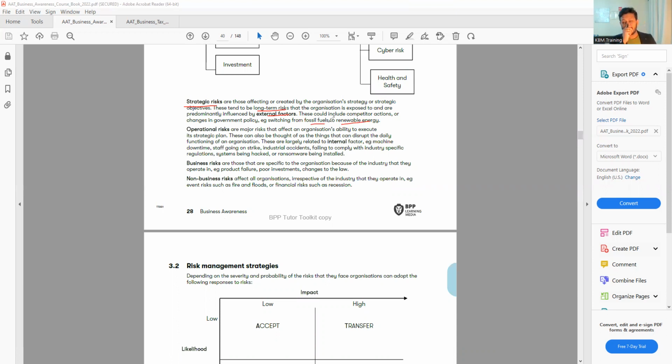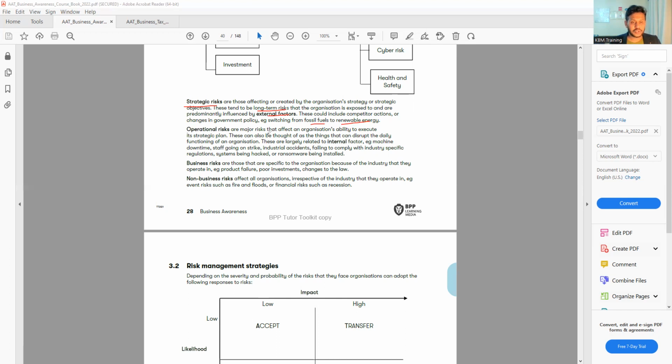For example, you are planning to make a petrol car, and you have a lot of investment. You're making a plan for the next 5-10 years, and after 5 years the government says, okay, we have decided no more petrol engine, no more diesel engine, only the electric car. So you will obviously have a lot of risk on your strategy, and this could happen because of government policy changes, and that will affect you in the long run.